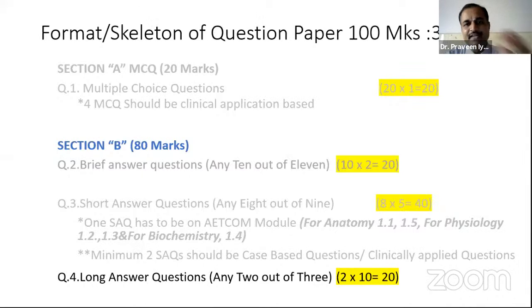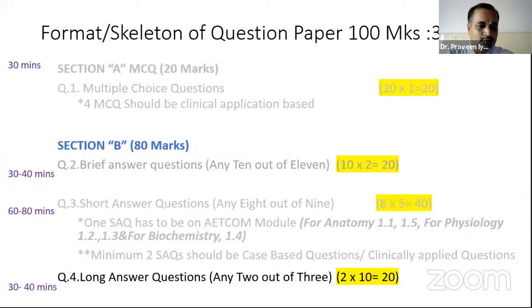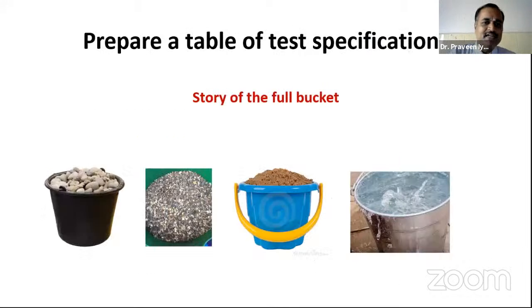When we actually draft the blueprint, we also need to look at the timing. So the timing allotted for section A is uniformly 30 minutes by MUHS. And then questions 2, 3, 4 together is 2.5 hours. As a person who is responsible for drafting a blueprint, we should look at and allocate timing for these questions as well while preparing the blueprint. So then we come to what is called preparing a table of test specifications. So how do we go about it?